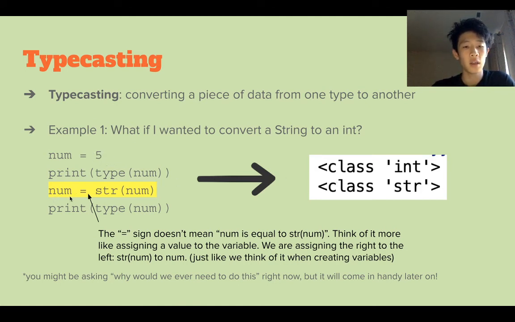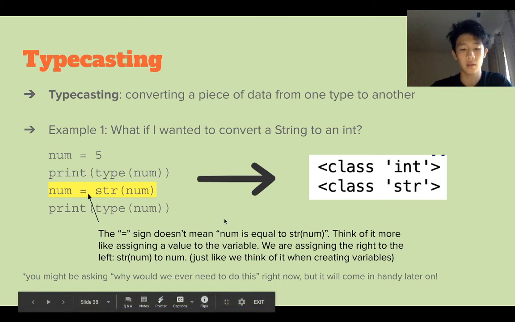And then here we're redefining the variable. So we have num equals str(num). str is a function that converts whatever you put in the parentheses, which is called the argument, into a string. So if we print the type of num after we change the type, it'll become a string because we did str in front of it.